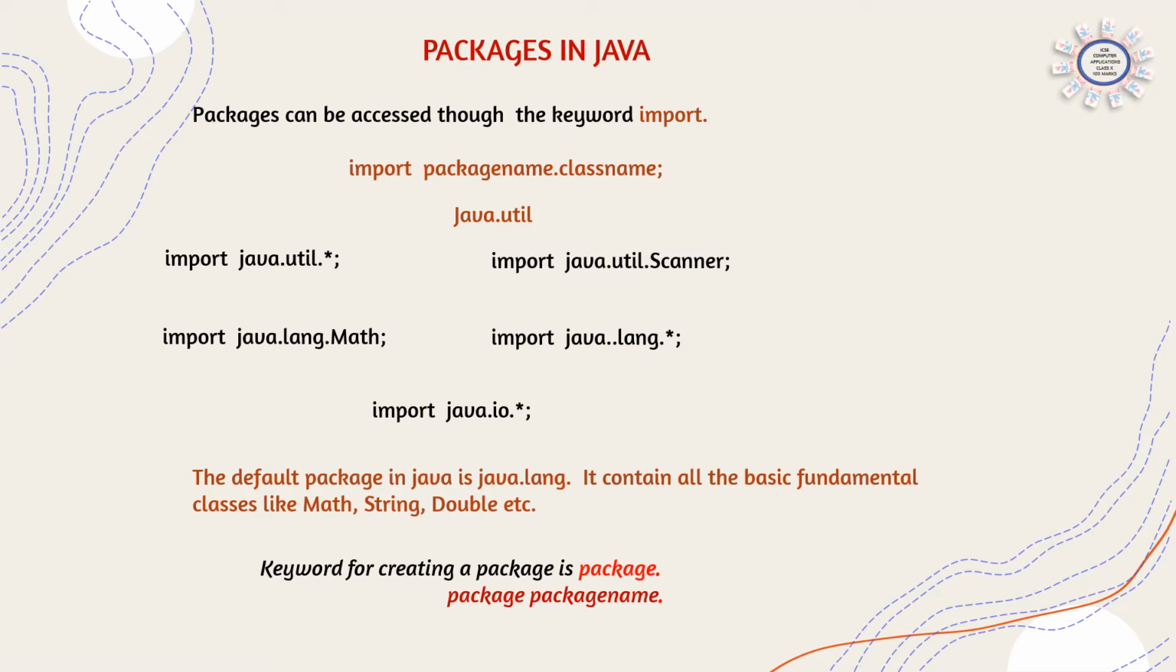And now, if you want to create your own package, that means the programmer wants to create a package, how we can create it and how we can store the classes and functions. The keyword for creating a package is package, in small letters. So here we can create the package like this: package space package name. Like this we can create our own package in which we can store any functions which we are creating.